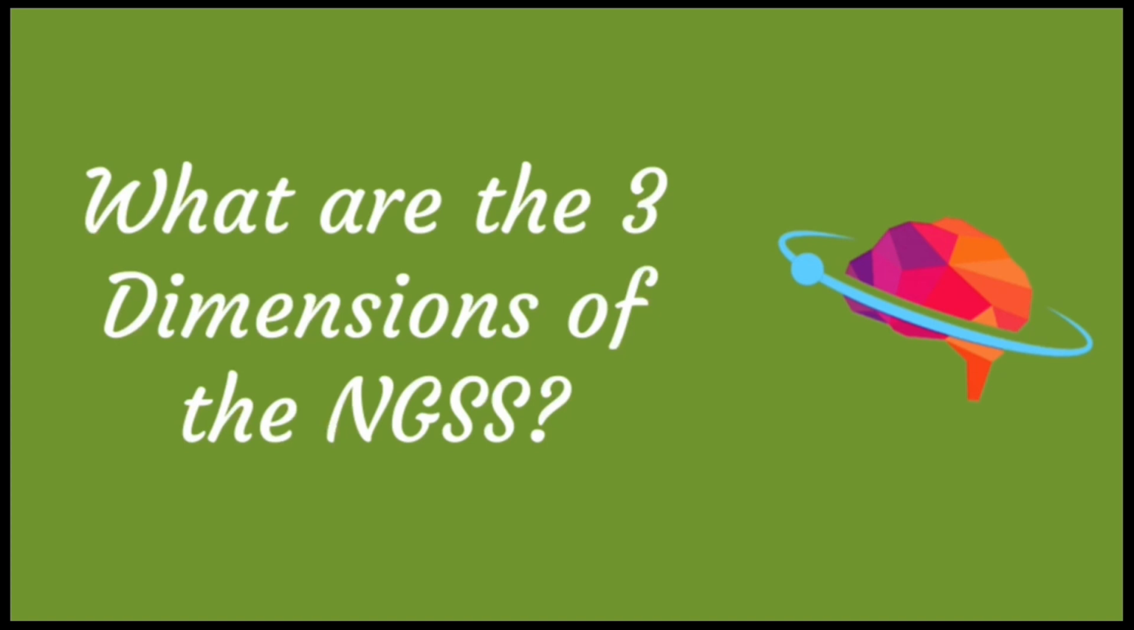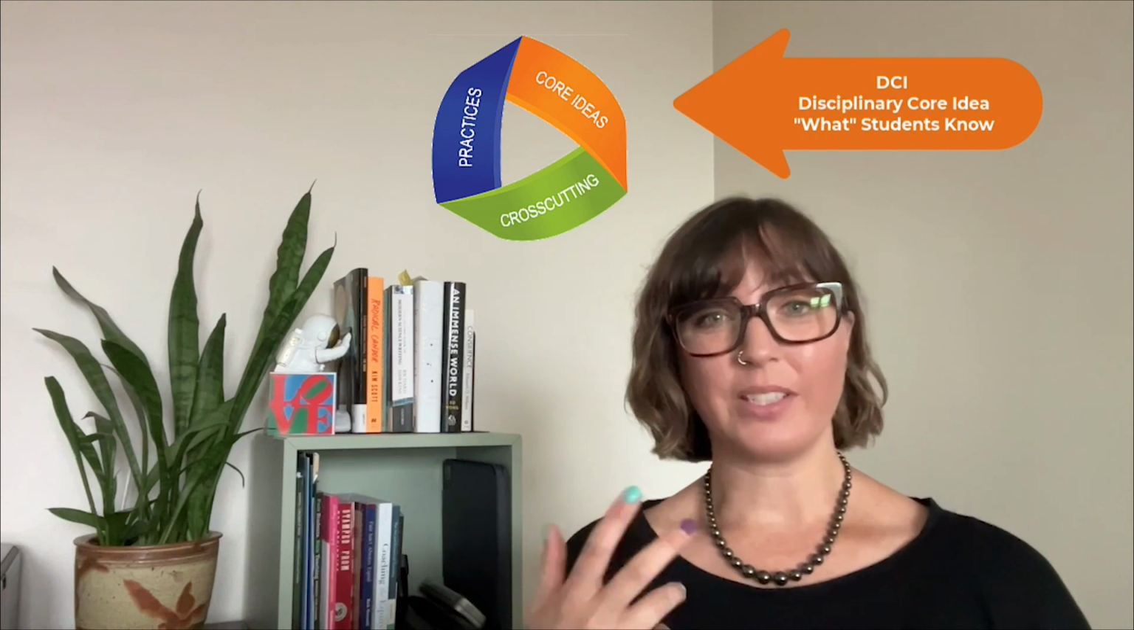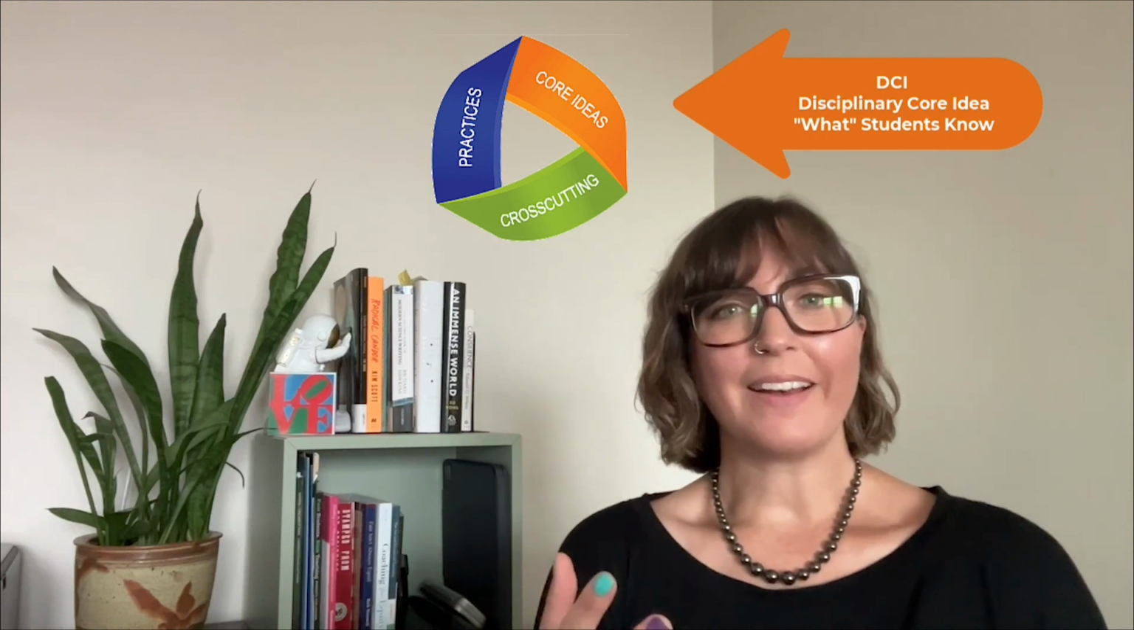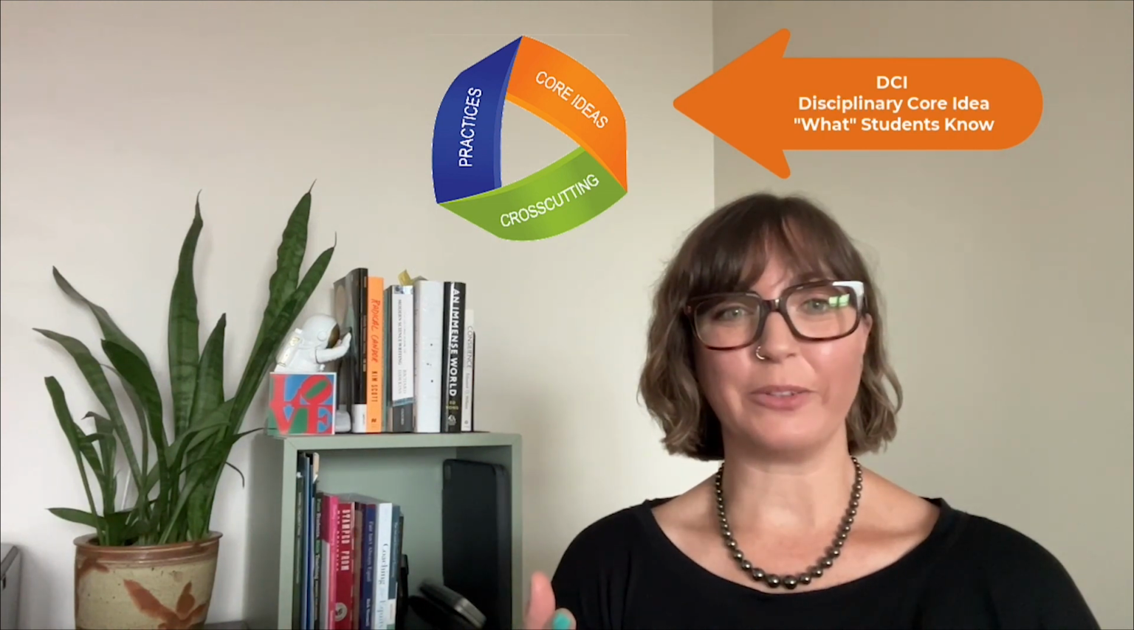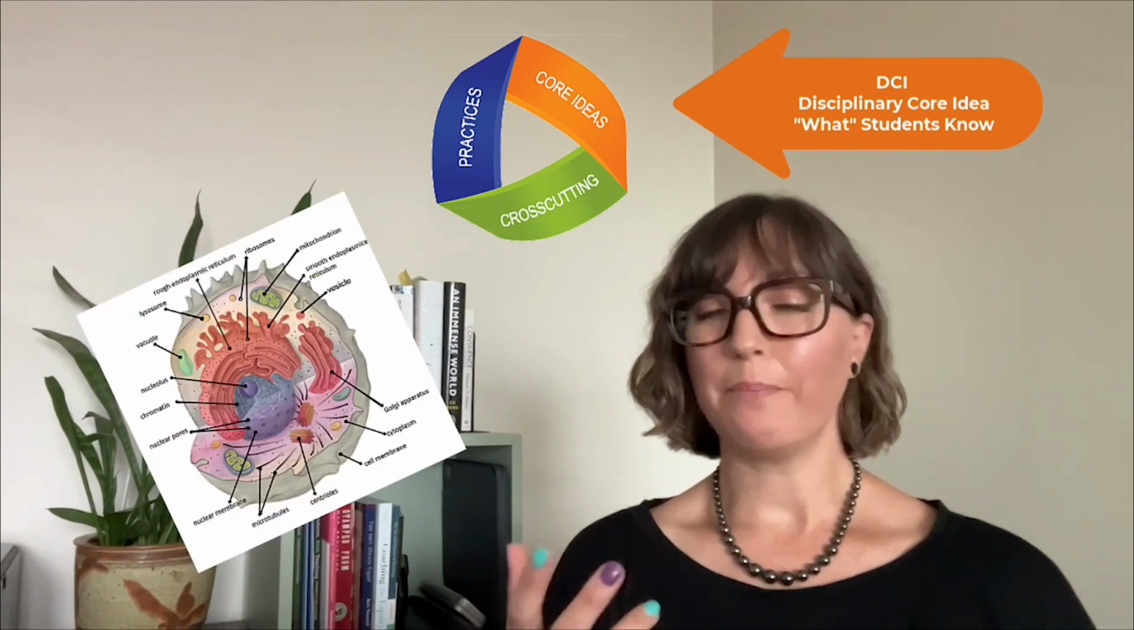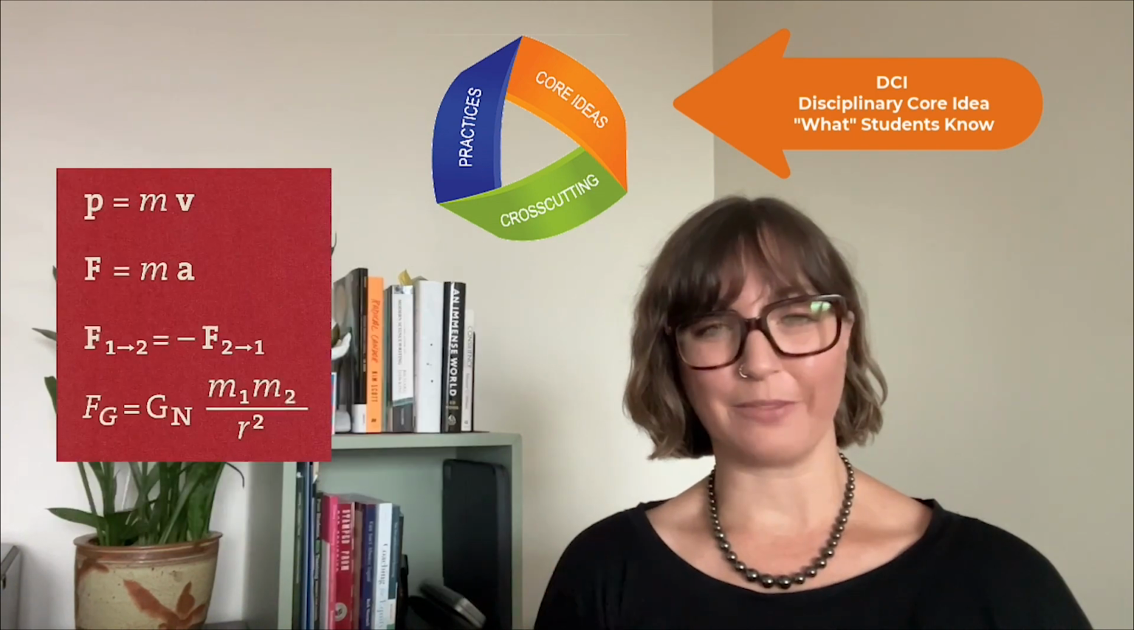Let's take just a moment to review the three dimensions of the Next Gen Science standards. Each NGSS standard, also called a PE, is a three-dimensional statement that describes what students should be able to do. The three dimensions in no particular order are the DCIs, or the disciplinary core ideas. This is the content, or the what students need to know, and this could be parts of a cell, patterns of weather and climate, or Newton's laws of motion.